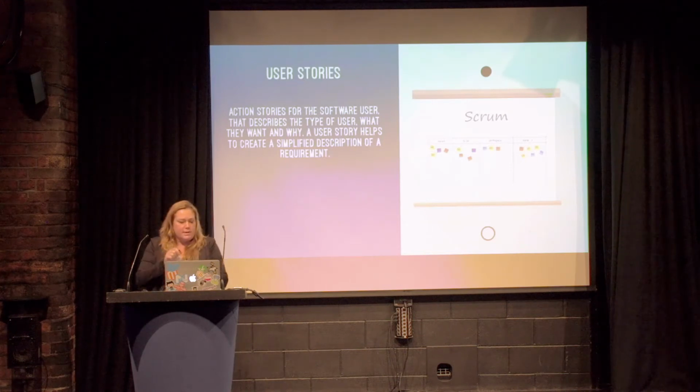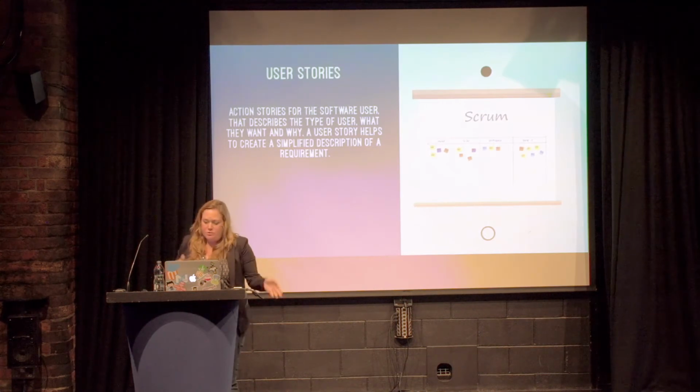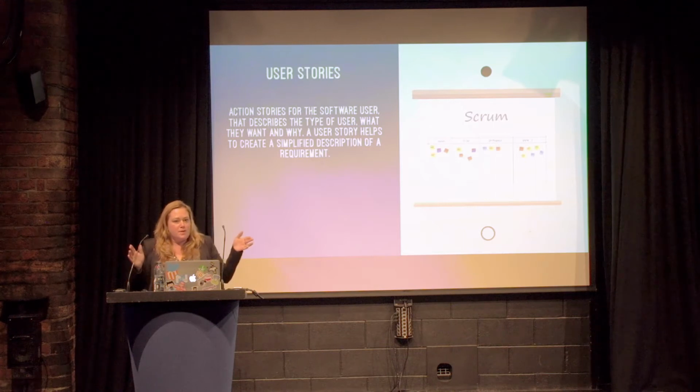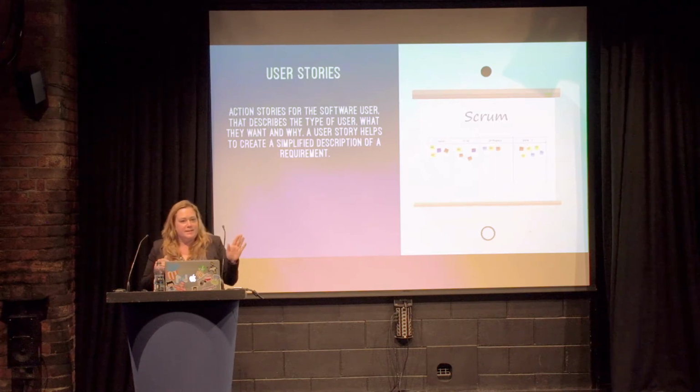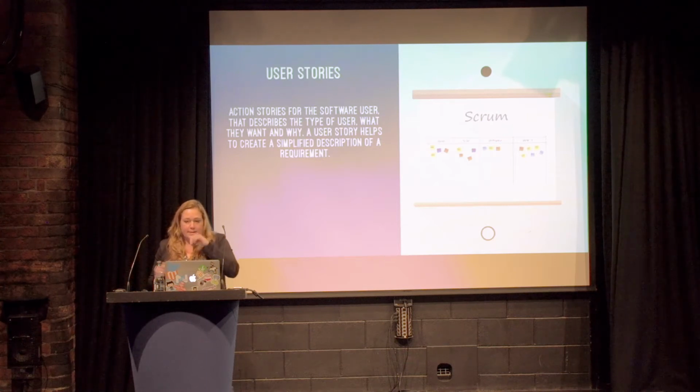For Scrum user stories, they're action stories for the software user that describe the type of user, what they want, and why. You can see here also I have a traditional Scrum board, which is a whiteboard where user stories are written on stickies and placed in swim lanes from to do and in progress and done.